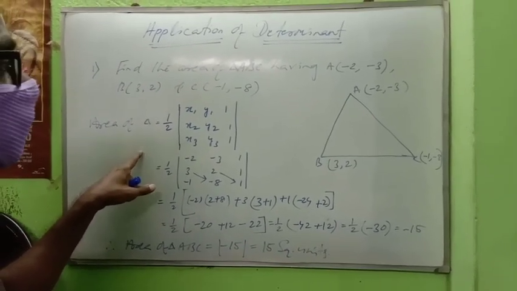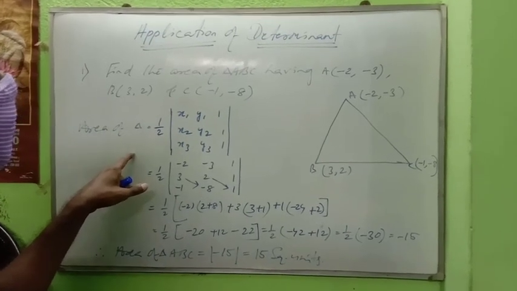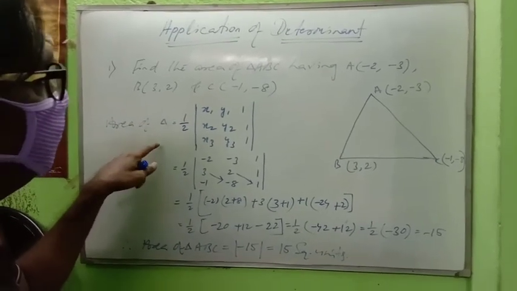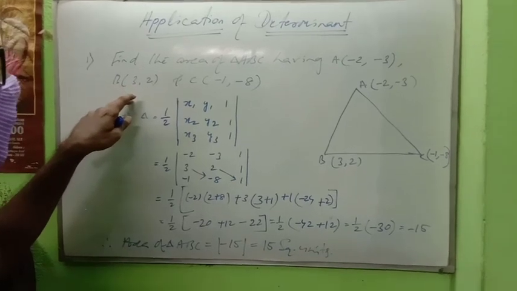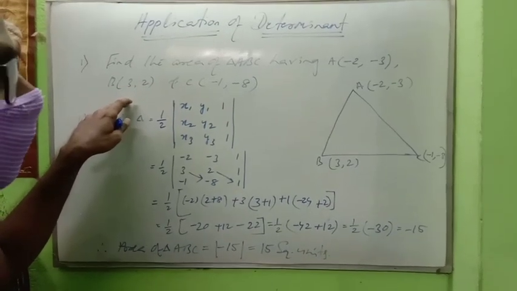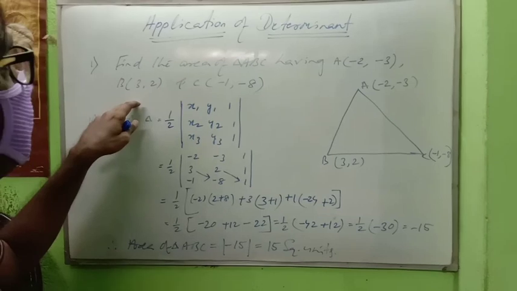So next we will continue finding the area with more sums from this exercise, as well as solving simultaneous equations of 2 variables and 3 variables, that is called Cramer's rule.